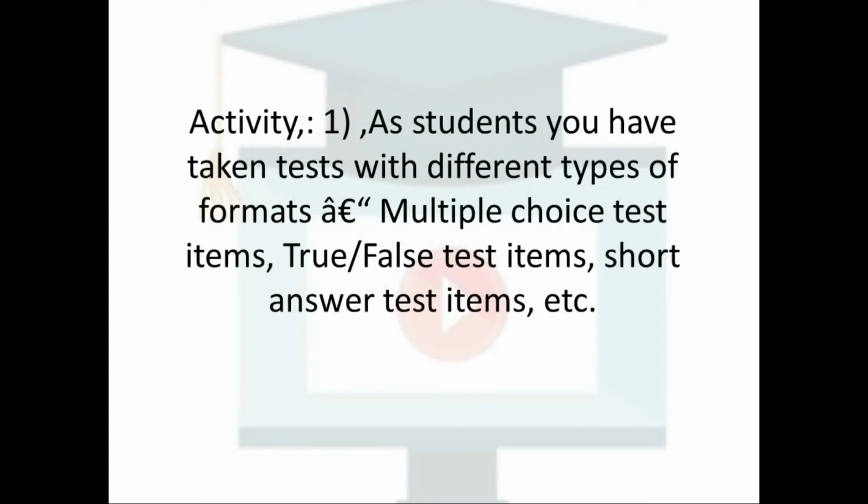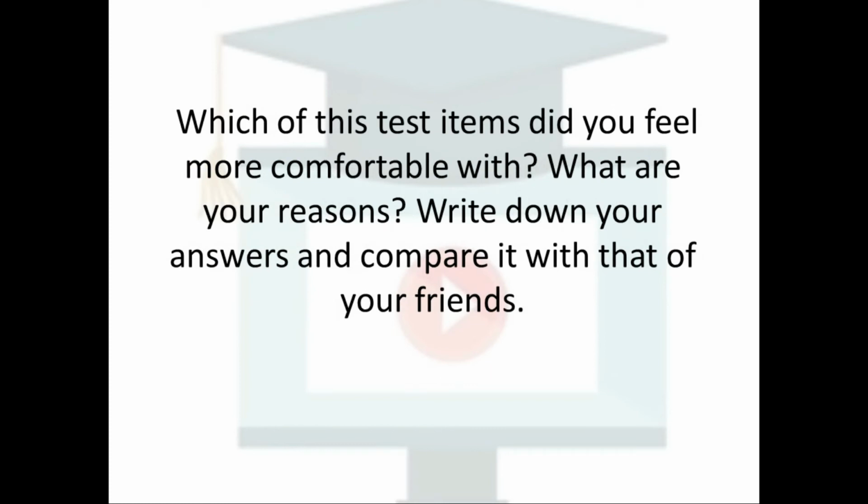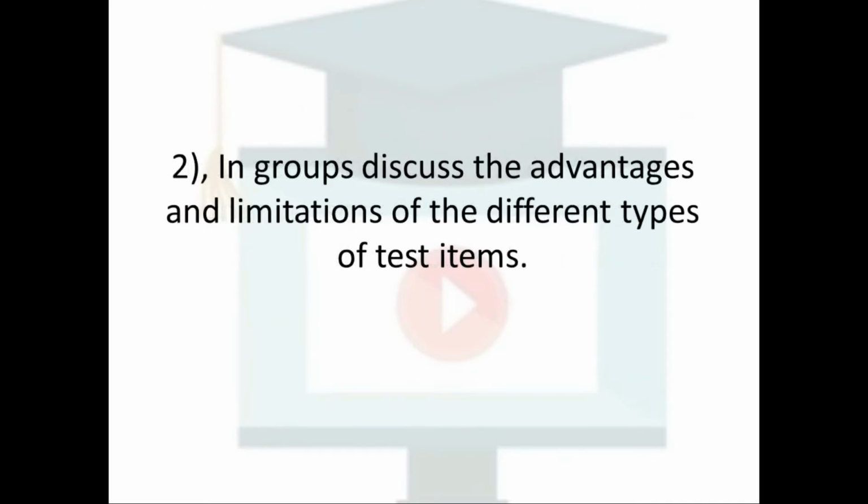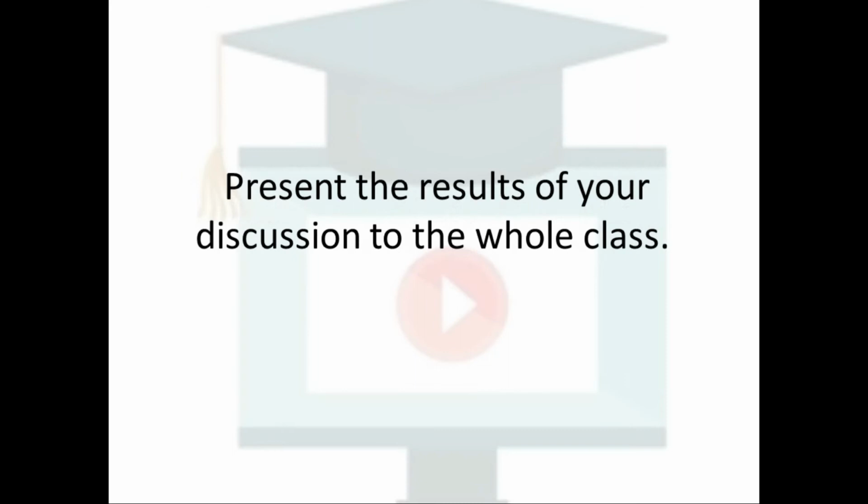Activity 1. Students, you have taken tests with different types of formats: multiple choice test items, true/false test items, short answer test items, etc. Which of these test items did you feel more comfortable with? What are your reasons? Write down your answers and compare them with those of your friends. 2. In groups, discuss the advantages and limitations of the different types of test items. Present the results of your discussion to the whole class.